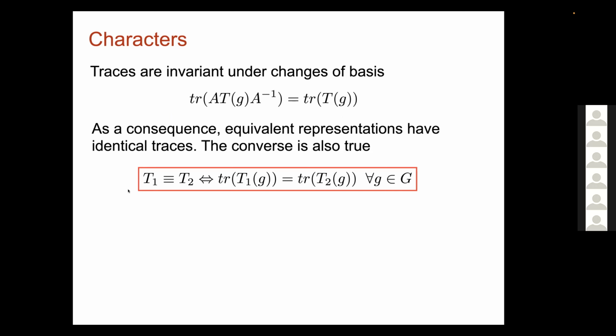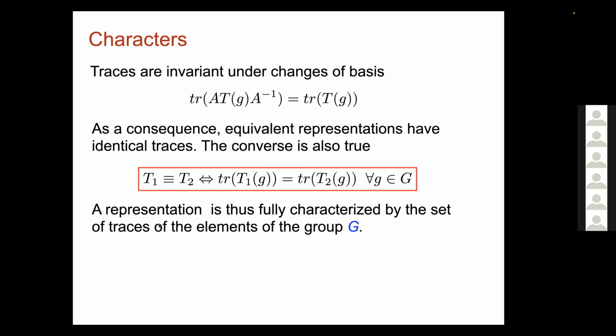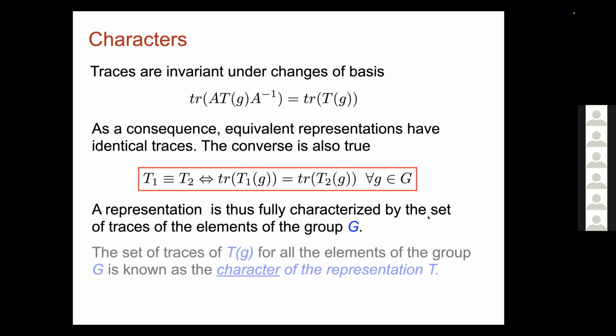Okay, so I have this equivalence. Two representations are equivalent if and only if all the traces are equal. It has to be not just for one group element, but for all the group elements. So a representation is thus fully characterized by the set of traces of the elements of the group G. So since they characterize the representation, the set of traces for all the elements of the group is known as the character of the representation, okay?